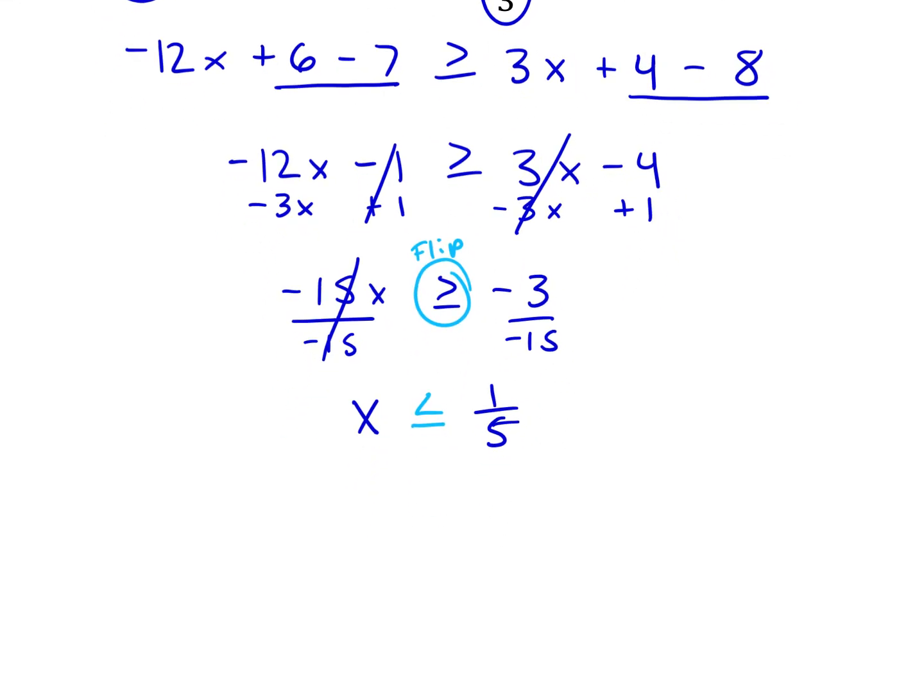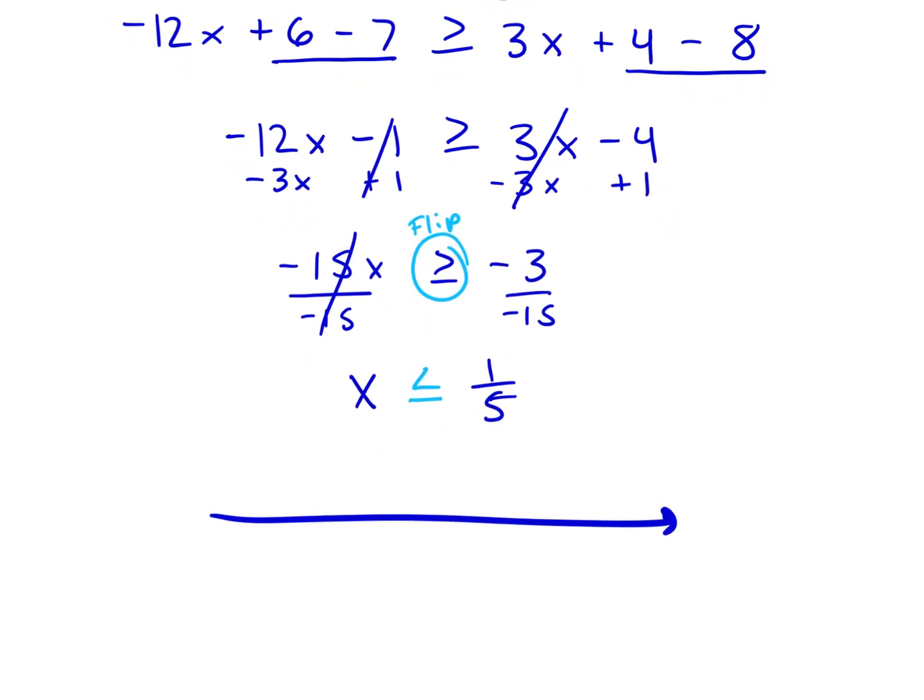Let's put it on our number line. So we have 1/5. Which direction am I going to highlight? X is less than 1/5. Which value's to the left? Awesome. So we're going to color into the left. Do I put an open circle or a closed circle at 1/5? Closed circle because it's less than or equal to.